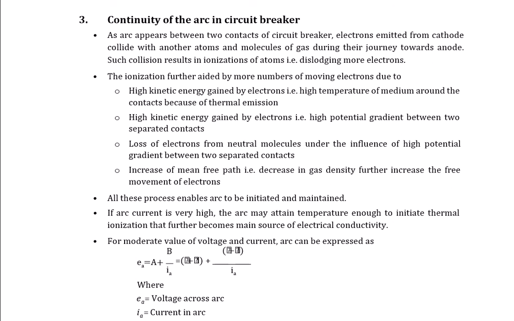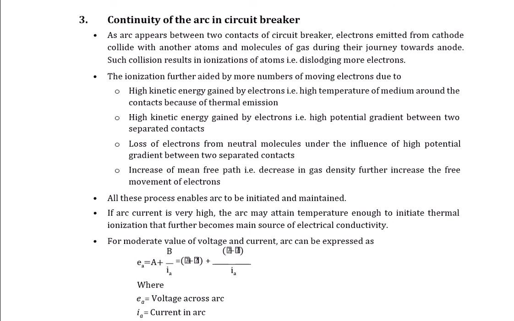So all this process enables the arc to be initiated and maintained. If the arc current is very high, the arc may attain a temperature enough to initiate thermal ionization, which further becomes the main source of electrical conductivity. Now all these three things are completed, and we go back to the main topic, why this arc is initiated and what this arc will do.